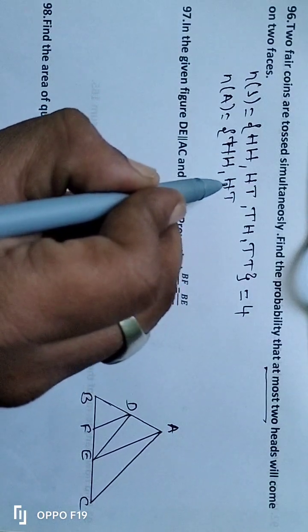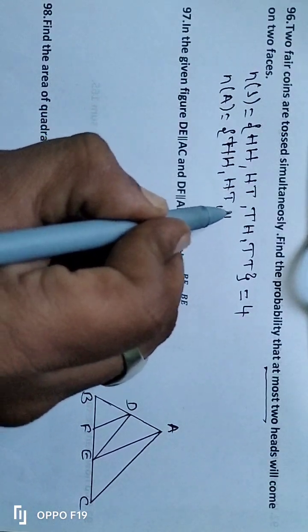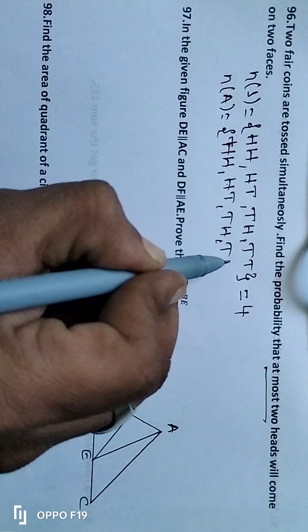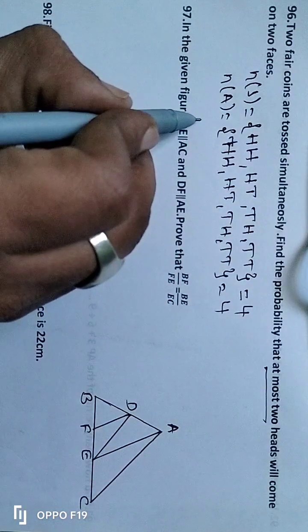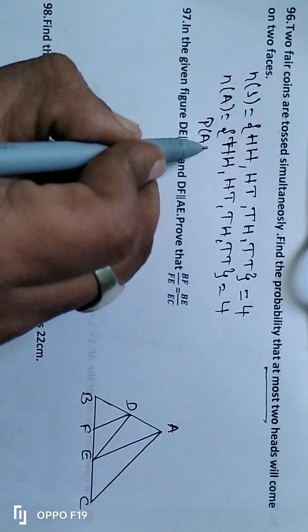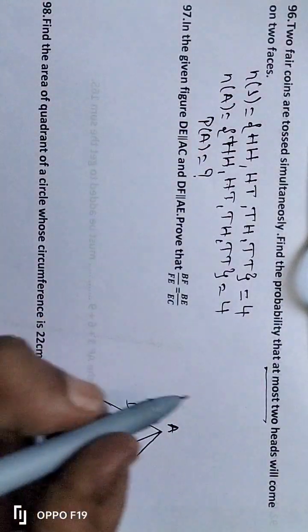H, T, H, T. All four you have to take, so that is equal to 4. So let us find out P of A.